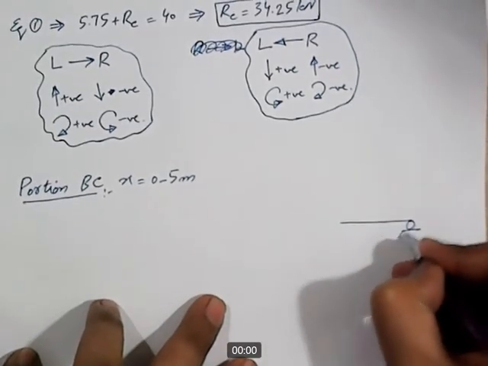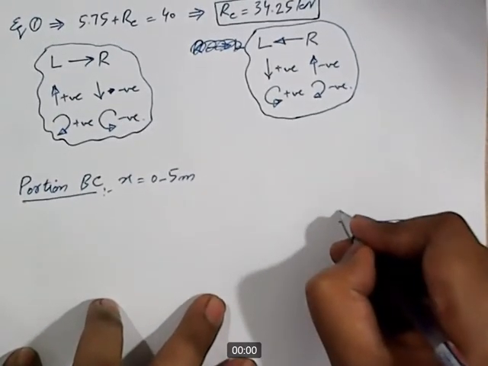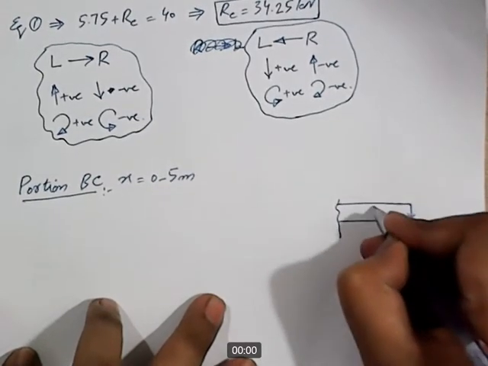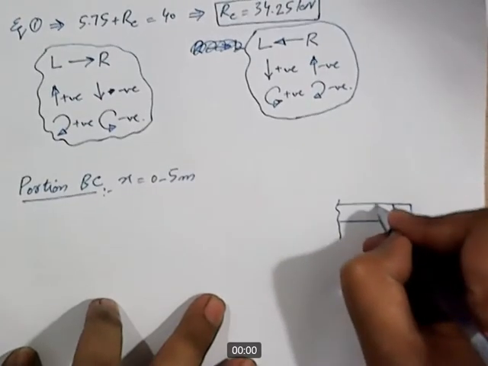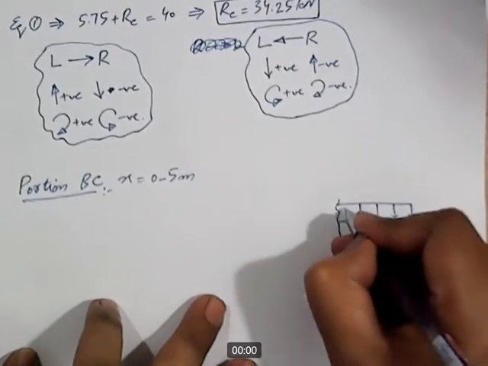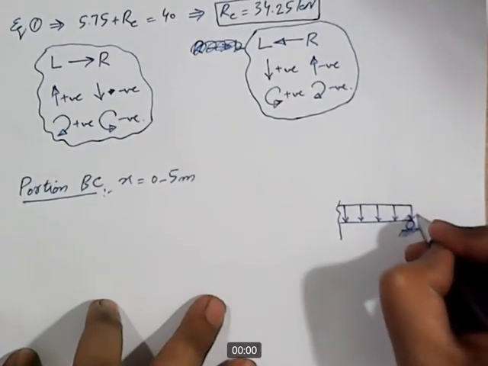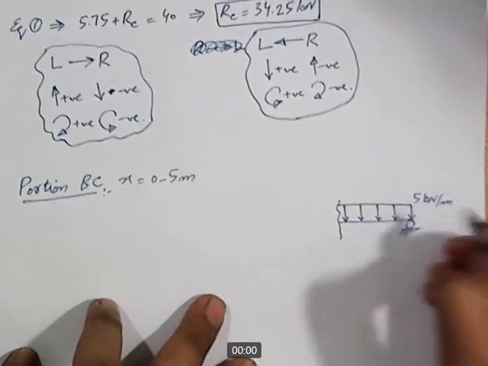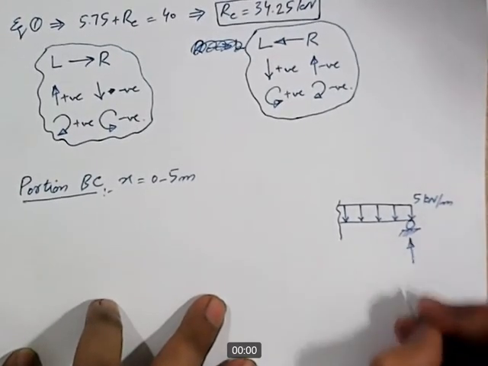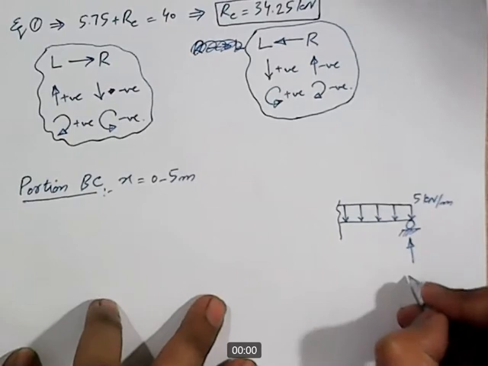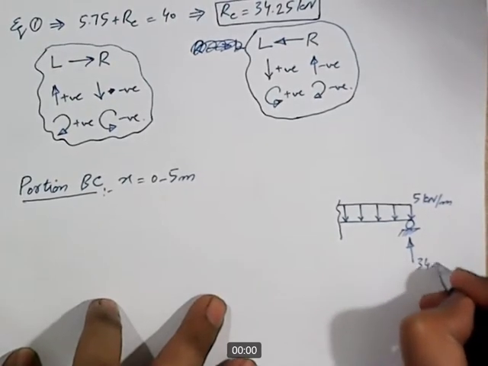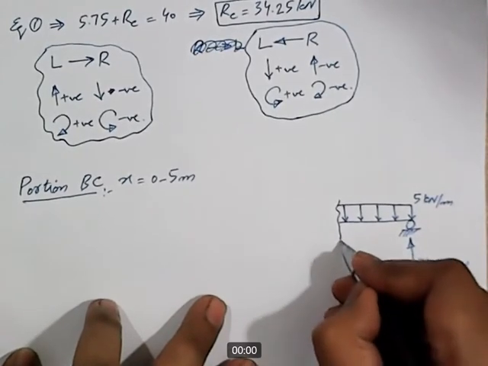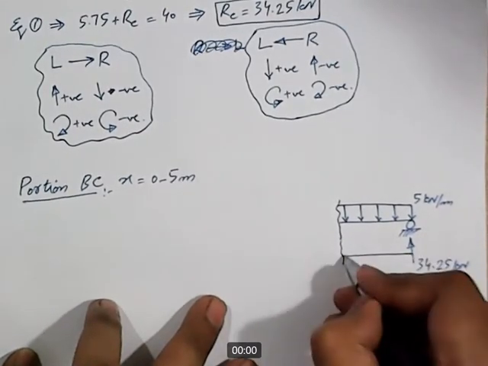We have a roller support here. This is the section. The intensity of this UDL is 5 kilonewton per meter. We have one reaction here, RC, whose magnitude is known to us. It is 34.25 kilonewtons, and the X in this case will start from this side.